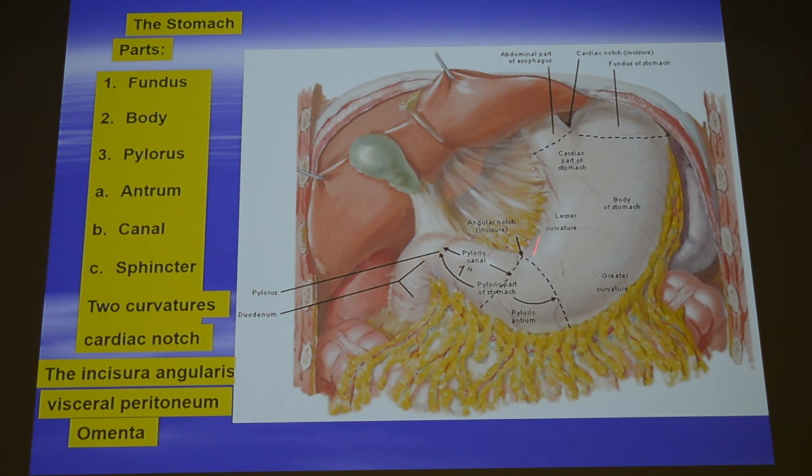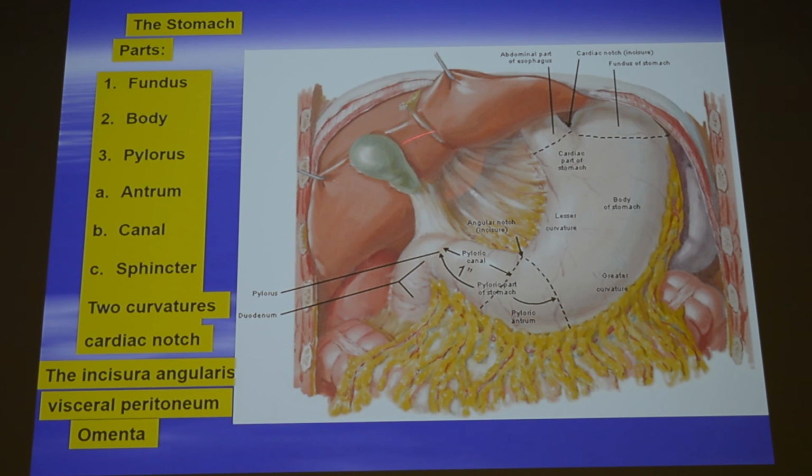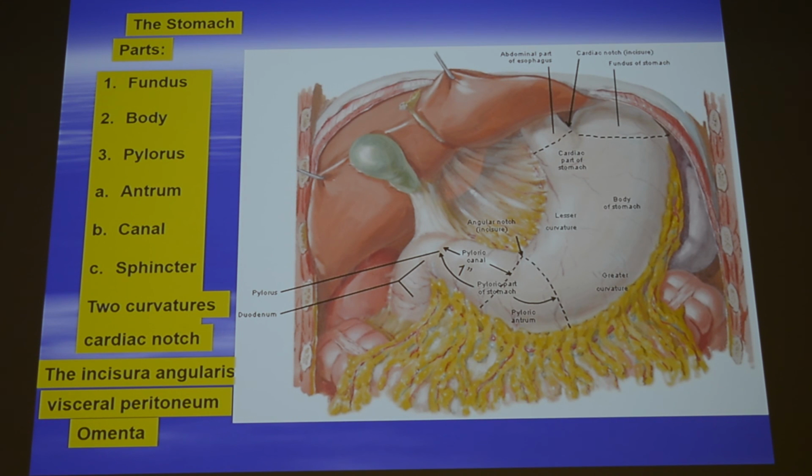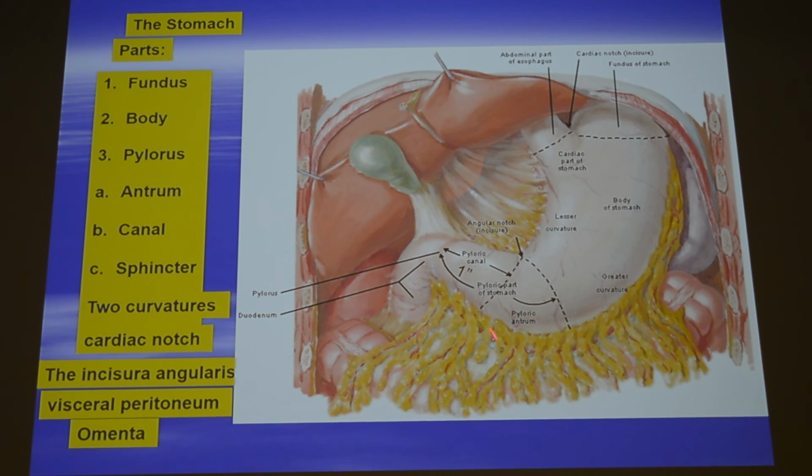Okay, so this is the lesser omentum. The two-layer fold of the peritoneum covering the stomach will meet here and will go from here to the liver. And this is the greater omentum. Again, two layers of the peritoneum covering the stomach will meet here and will go like a towel covering the abdominal organs. It's called the greater omentum.